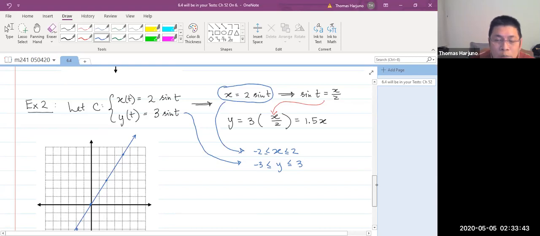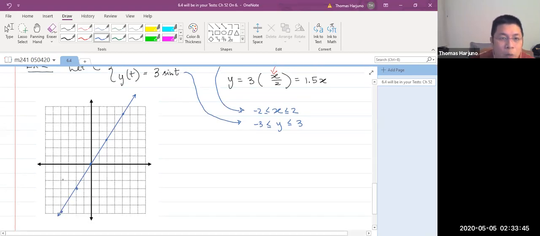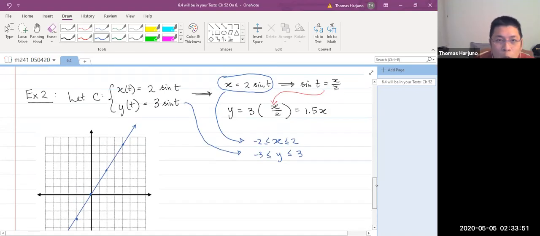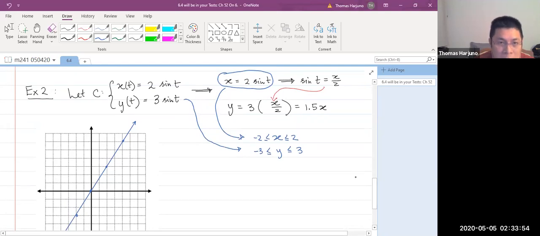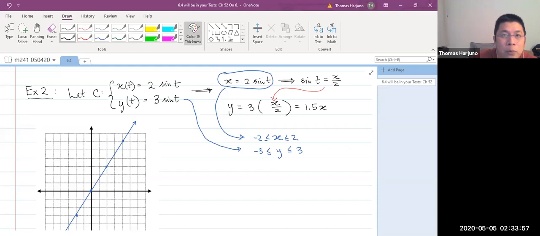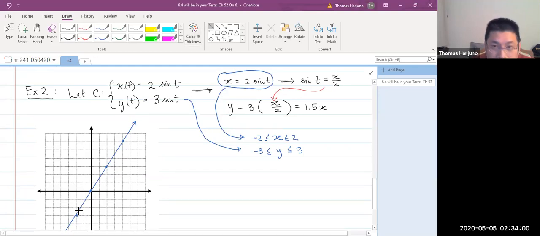So by eliminating the parameter, we have that line, but as you can see, x and y only move in a limited range. If I put that into the picture, the graph is actually only here. This is the graph. Instead of being a line, the graph is actually a segment.